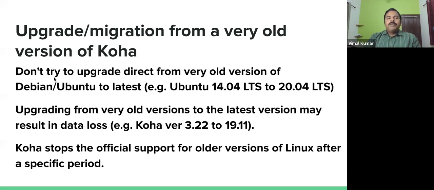Then what to do when we try to upgrade from a very old version of Koha? Suppose it's a very old version, don't try to upgrade in place. The Ubuntu version may be very old, for example 14.04, which was released in 2014. Support is over, so we cannot directly upgrade it. We have to take a backup, install a new version of Koha, and restore it. In certain cases, this upgrade process may collapse. In that case, if Koha is running, we have to export book details and other details and import them into the new version.